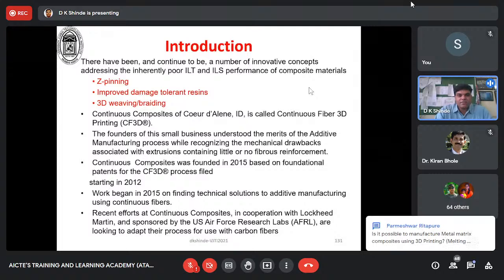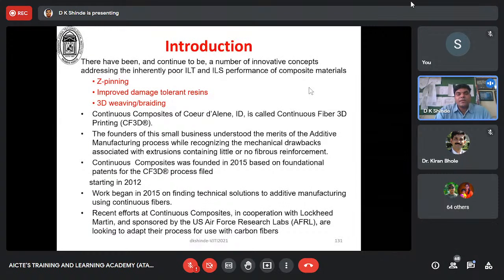Or in my PhD research also, we improved interlaminar strength by interleaving glass nanofibers between the laminates, by almost 18 to 20%. So people are already working on that, and continuously people are working. But how do you develop the system?